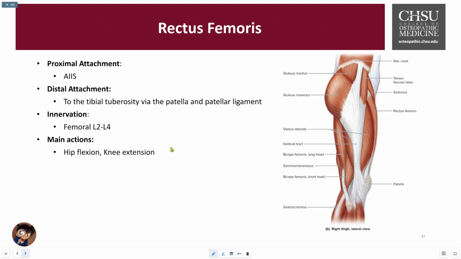Let's take a look at the rectus femoris. This is going to have a proximal attachment of the AIIS, anterior inferior iliac spine, and the distal attachment will be the tibial tuberosity via the patellar ligament. The main nerve roots are going to be the femoral nerve from L2 to L4, performs the hip flexion and the knee extension function. So over here on the right you can see the rectus femoris muscle deep within.